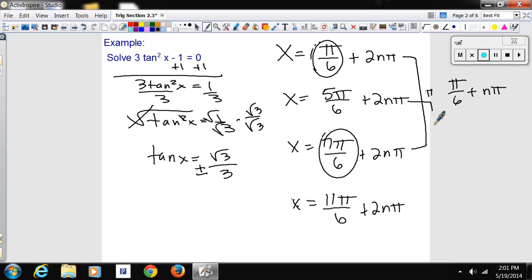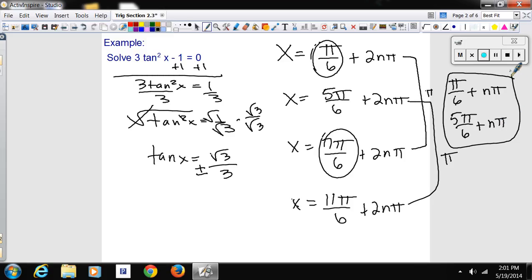These two are also a pi distance away from each other. So I could put 5 pi over 6 plus n pi. That would be a shorter answer. Now, is it wrong if I put all 4 of these? No, it's still right. Those are all right answers.